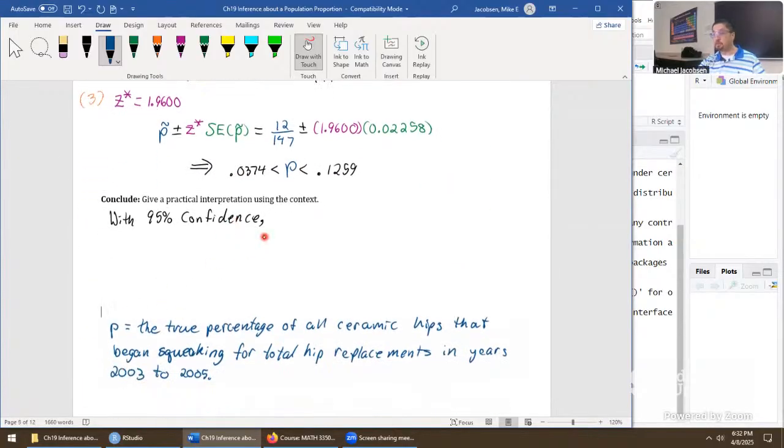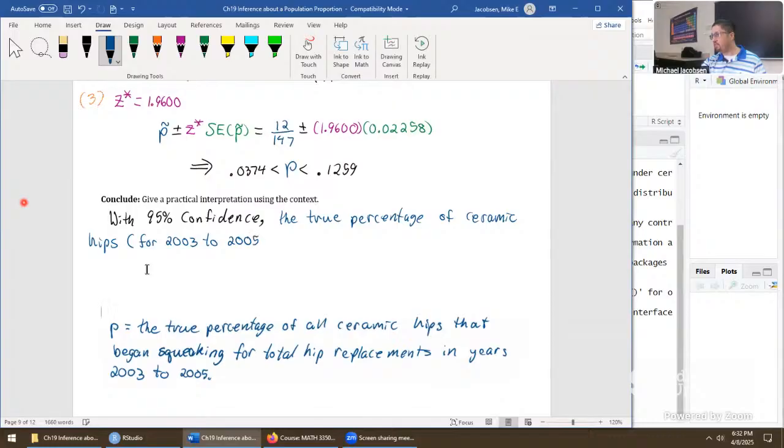I'll write out with 95% confidence the true percentage of ceramic hips, let's say not installed on, but how about for 2003 to 2005 procedures. Maybe that's a nicer way to say it. So the true percentage of ceramic hips that begin to squeak.